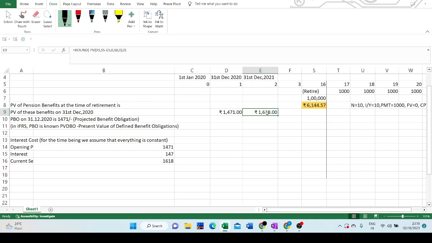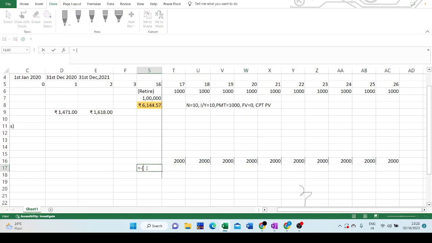Now this 1618, the closing PBO, I had calculated keeping everything else constant, but this is not how things actually should be. Things can't be kept constant for every year. For every additional year that the employee works, he is eligible to receive 1000 extra after retirement. So what will the PBO at the end of 31st December 2021 be? He is eligible to receive 2000 every year after retirement.